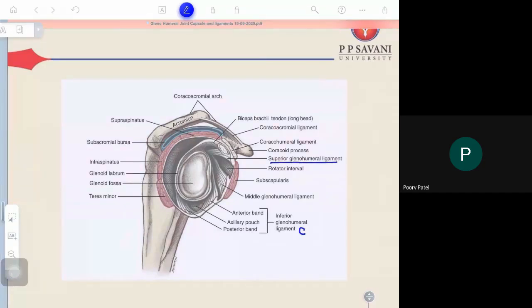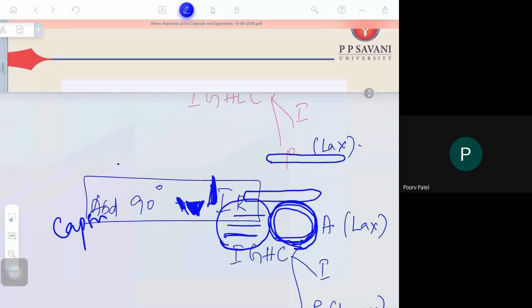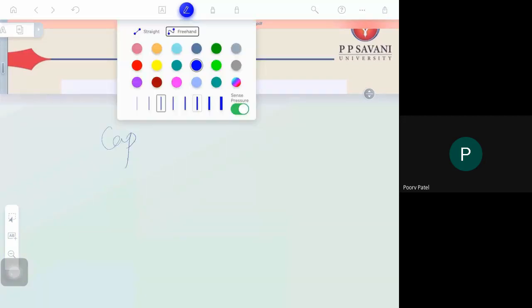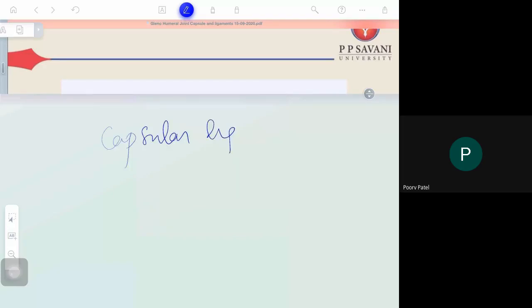Superior glenohumeral ligament, this is the first part. This is the second part, the middle glenohumeral ligament, and the third part is the inferior glenohumeral ligament. These three collectively are called the capsular ligament. Clear? Any doubt?